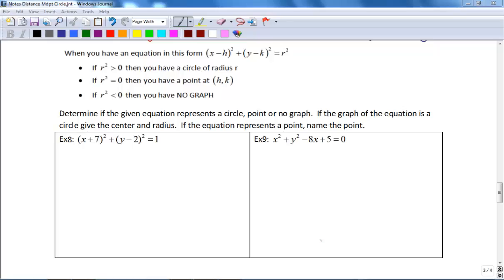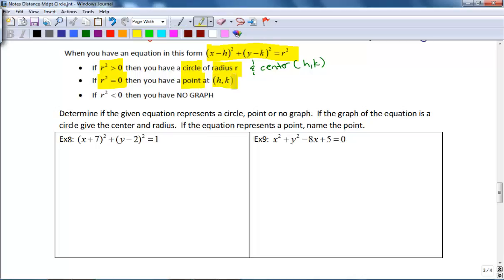When you have an equation in this form, (x minus h) squared plus (y minus k) squared is equal to r squared, then if r squared, the number on the right hand side, is bigger than 0, you have a circle of radius r and center (h, k). If r squared happens to equal 0, then you have just a point, and your point is located at (h, k).